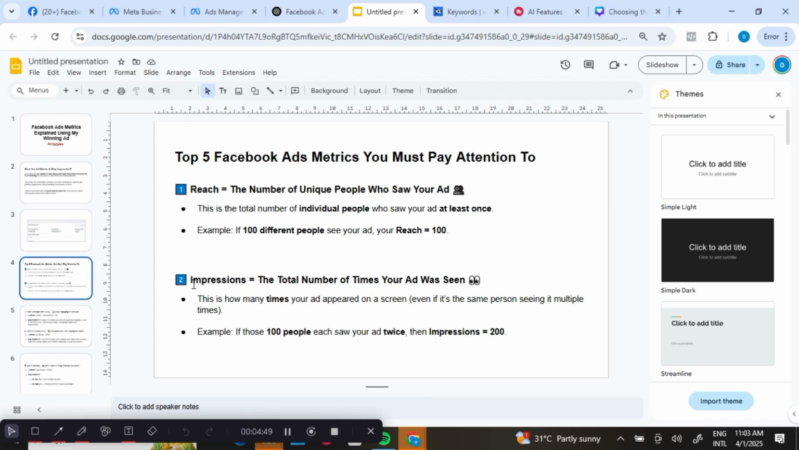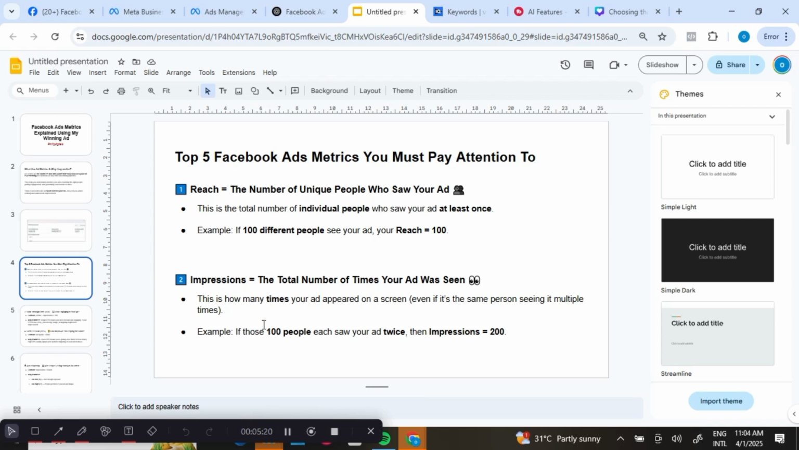So your impression. What is the impression? The total number of times your ad was seen. So impression is focusing on how many times it has been seen, while reach is focusing on how many people saw your ad. This is how many times your ad appears on a screen, even if it is the same person seeing it multiple times. So impression does not record how many people, it records how many times people see it.